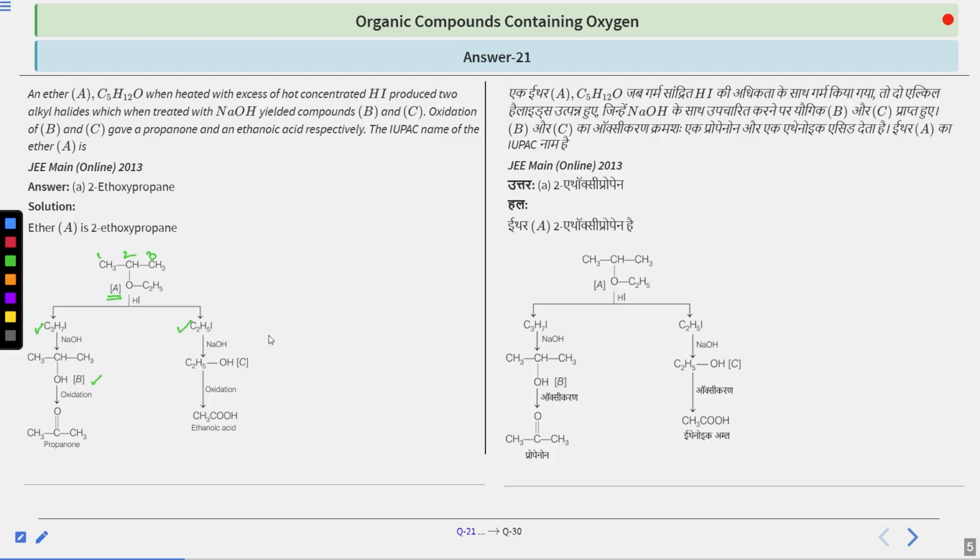And when you oxidize these two, the oxidation of B yielded propanol, and the oxidation of C yielded ethanoic acid. As per the question, it is satisfying all the conditions. So that is why we have our ether, which is 2-ethoxypropane. So our correct answer is option A, that is 2-ethoxypropane. Let's move on to our next question.